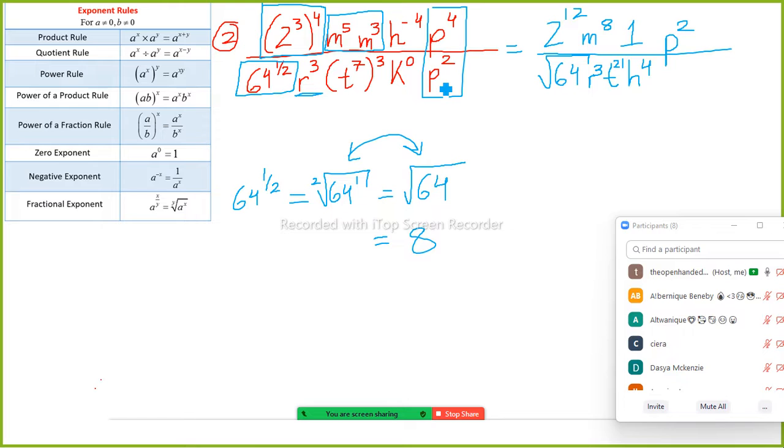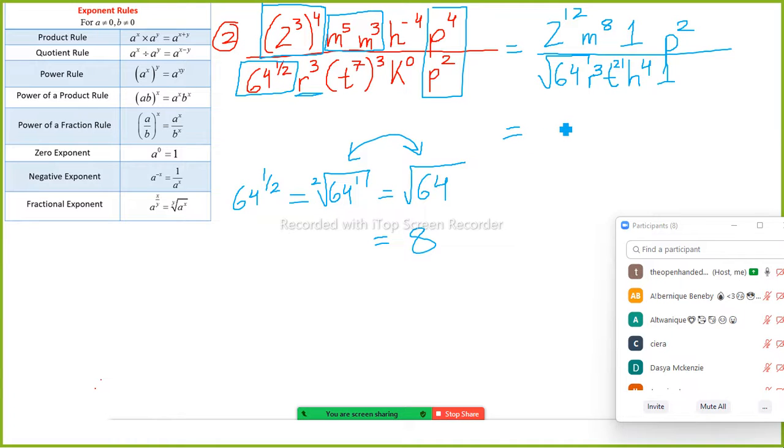And then what do we do with k to the power of 0? We just will put 1 there. Excellent. Because k to the power of 0 is 1. And then p squared, well, that's p squared. Okay, so leave it. Yeah, we just leave it.